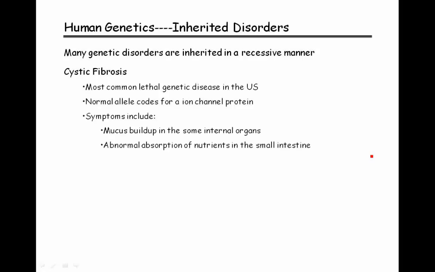Now, this is a progressive disease, which means that symptoms get worse over time. There is mucus buildup in some internal organs, abnormal absorption of nutrients in the small intestines. And while the life expectancy used to be just a few years, with today's treatments, the life expectancy is more in the 20s. So a little longer for a life expectancy, but obviously still a reduced life for sure.